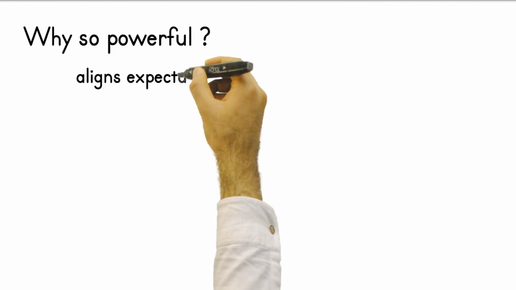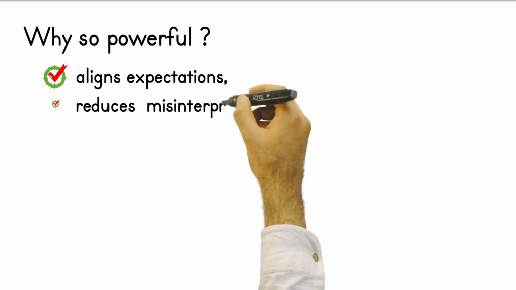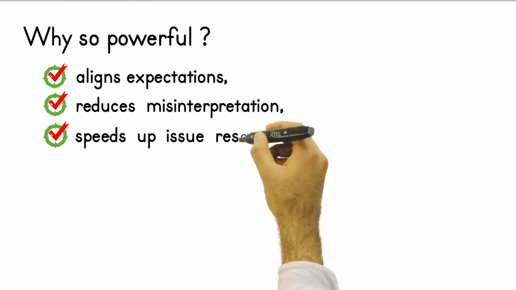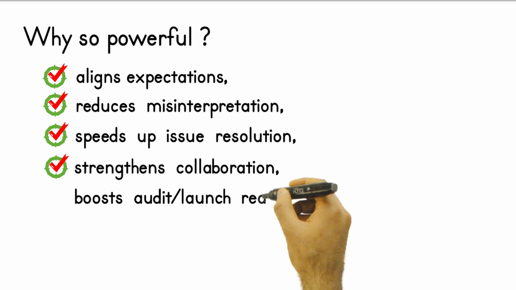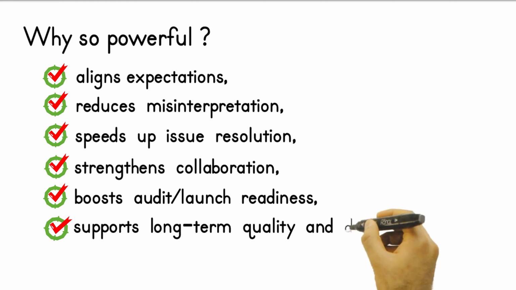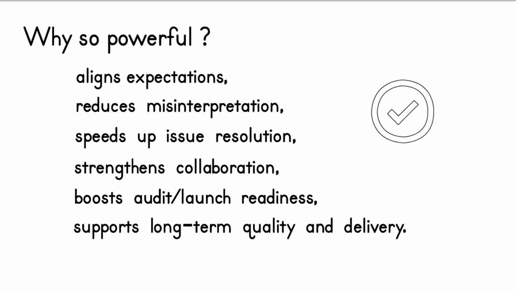So, why is a supplier quality manual so powerful? It aligns expectations, reduces misinterpretation, speeds up issue resolution, strengthens collaboration, boosts audit and launch readiness, and supports long-term quality and delivery. Whether you're managing a new supplier or scaling global sourcing, the Supplier Quality Manual is your foundation for sustainable quality.